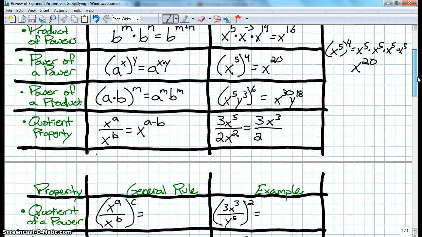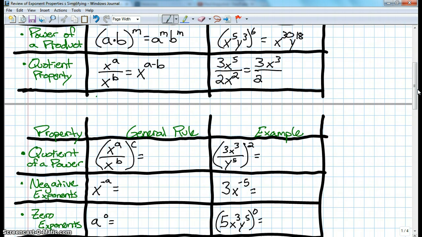All right, let's take a look at a couple more examples with properties, or 3 more properties here.